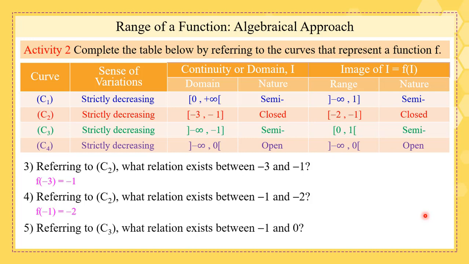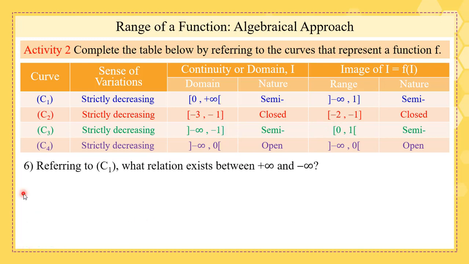Let's continue now. If we refer to curve 3, this is curve 3. What relation exists between negative 1 and 0? This is negative 1. You can see negative 1 on the right side of the interval, 0 on the left side of the other interval. We can see that f of negative 1 is 0.